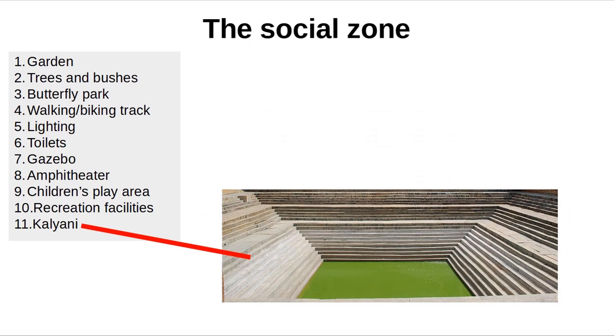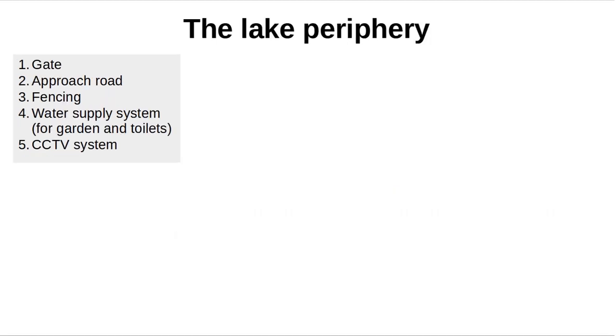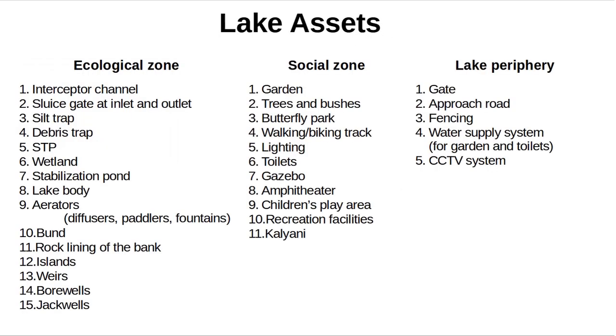A kalyani is a shallow immersion area near the main lake, where idols made out of clay and plaster of Paris are immersed. After the immersion, the clay and plaster of Paris is removed from the kalyani and disposed of. This saves the main lake from the siltation and toxic paint. The lake periphery also consists of several assets, which are self-explanatory. This concludes the introduction to the lake assets.